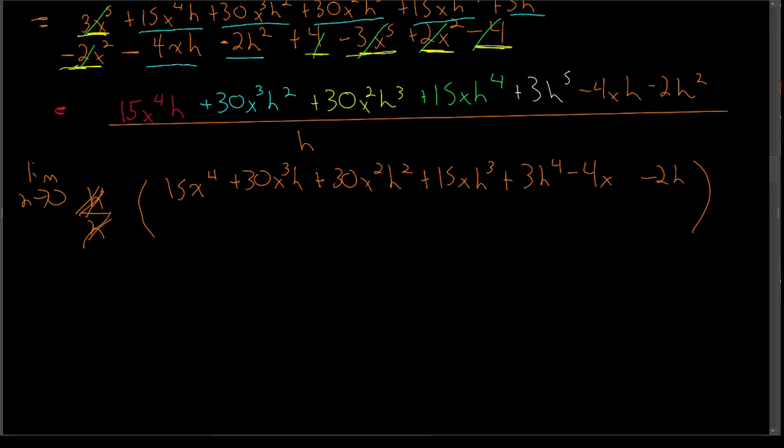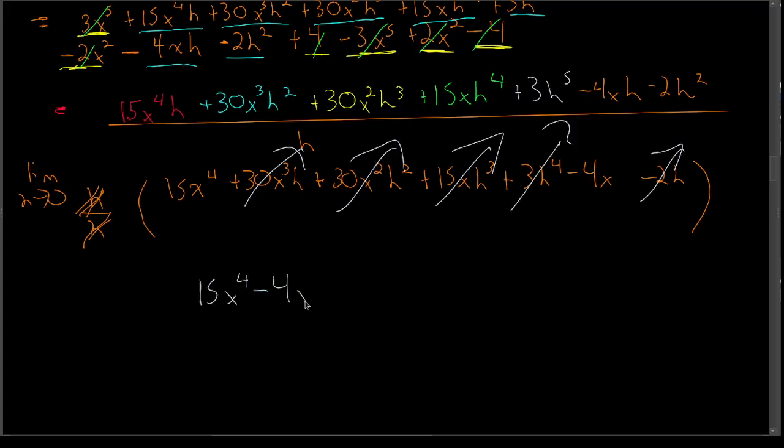And this is the part that always made me cry, especially when I didn't have Pascal's triangle and I was doing this all out by hand: anything that still has an h left in it is going to be multiplied by 0 and goes away. And I'm left with 15x to the fourth minus 4x. And so we do have how a function will change instantaneously.